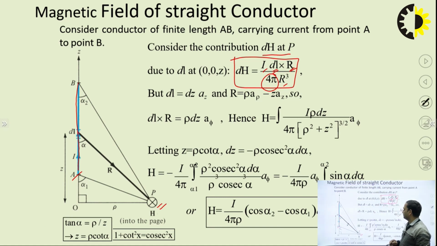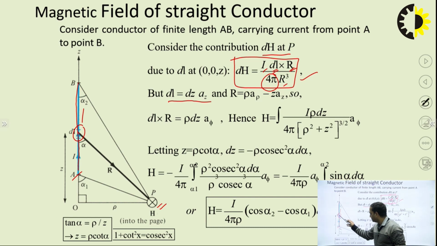So we can put all this together and use this equation. What do we require? dl. dl is in the direction of Z, so we can take dl equal to dz az. Then we want R. R is this one, and for that we take the projection at this point.